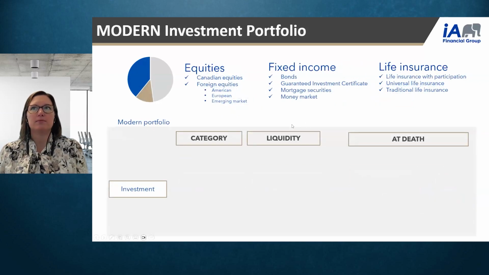So moving on. Now we're going to introduce the opportunity to have a different portfolio. Overall, we're looking at something that's still going to have the opportunity for investments, but also life insurance at the same time.